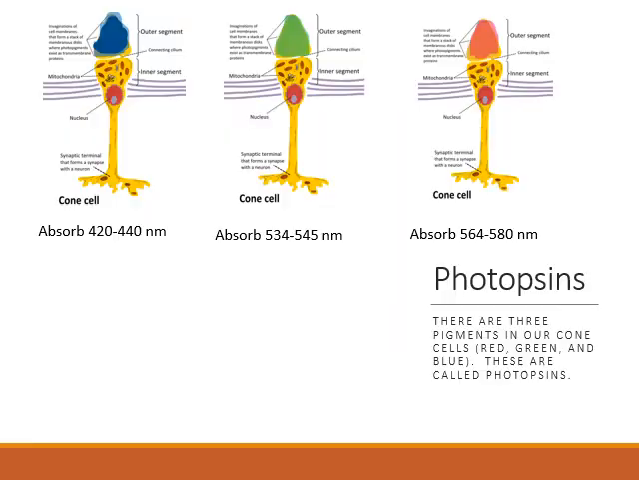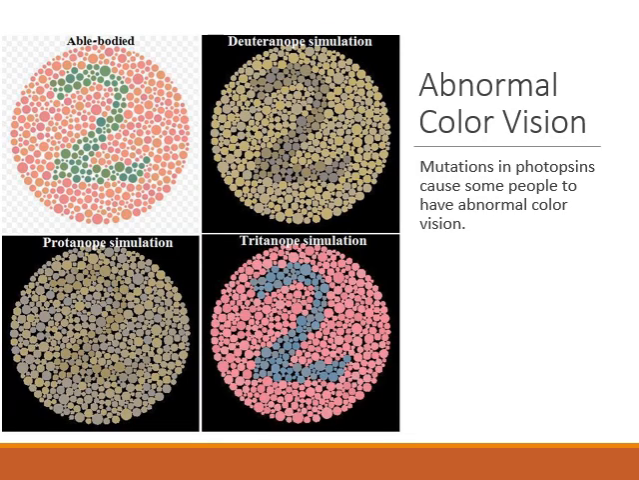So to see colors, we use these photopsins, the cone cells. There are three different pigments in the cone cells. We've got blues, greens, and reds. That gives you a wide assortment. Abnormal color vision is caused by mutations in the photopsins. Maybe the red photopsin doesn't work, at which point you only see green and blue.